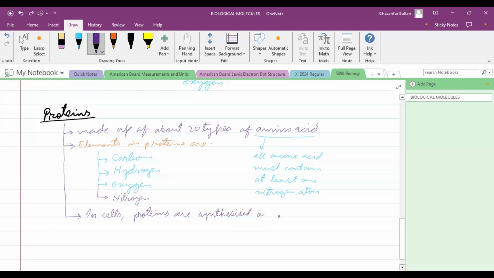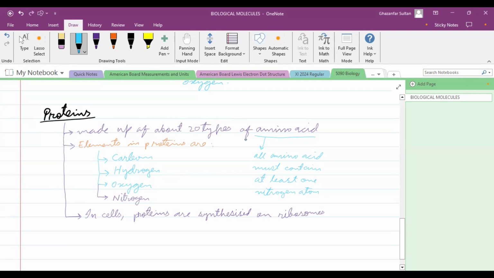Synthesized on ribosomes. Okay, got it? So every cell synthesizes its own protein.